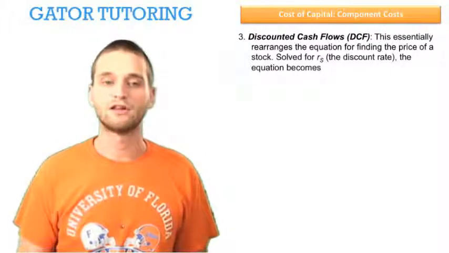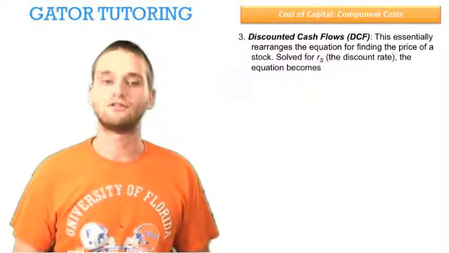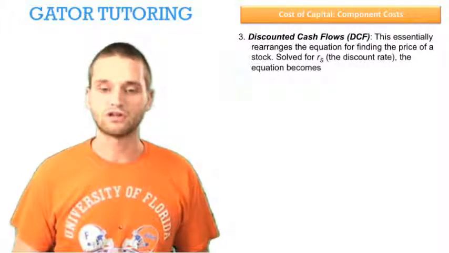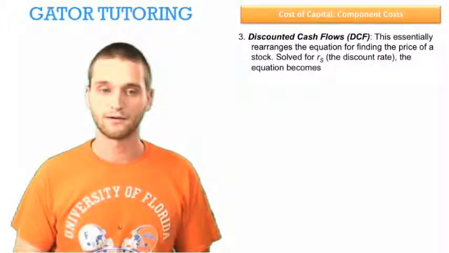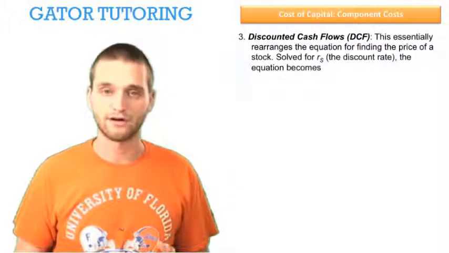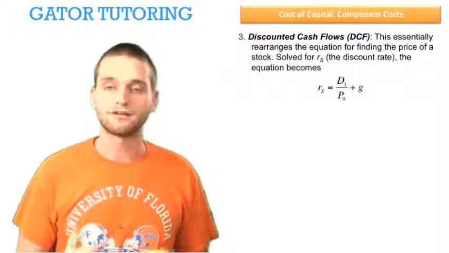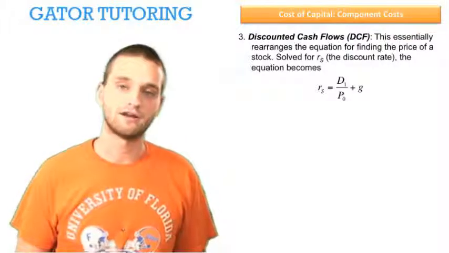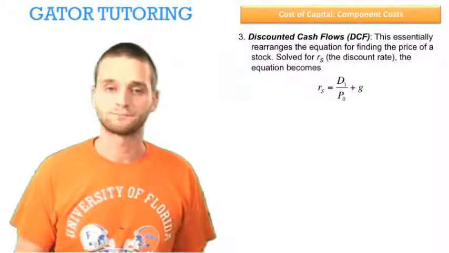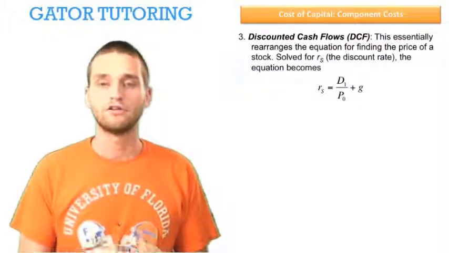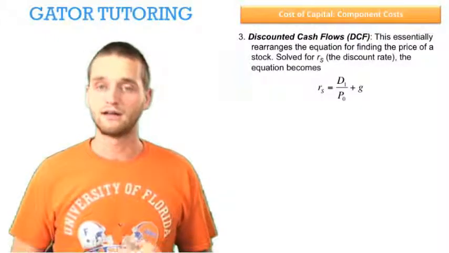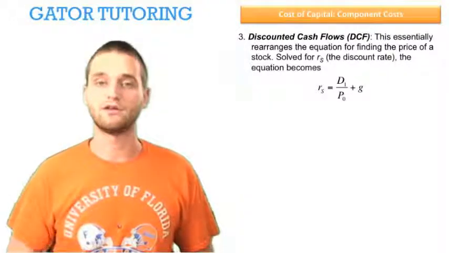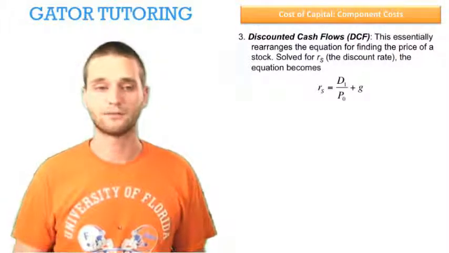So the final way that we can look at the cost of retained earnings is to use the discounted cash flows, or the DCF method. This essentially rearranges the equation that we've already seen for finding the price of a stock. Solved for R sub S, the discount rate, the equation becomes R sub S, the required return on the stock, is equal to the dividend in period 1 divided by the price in period 0 plus the growth rate. So we're used to seeing this equation solve for P sub 0, the price of the stock in period 0, the current price. So we just rearrange it and solve for the discount rate, and this is just a third way that we can use to get this required return on stock.